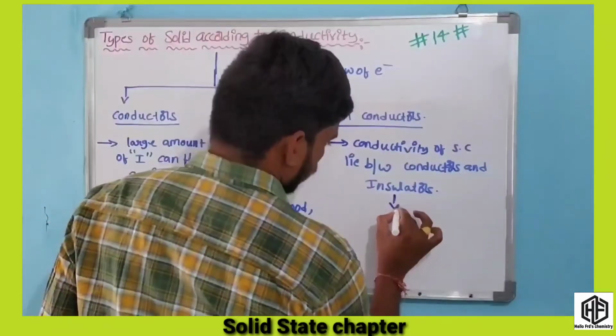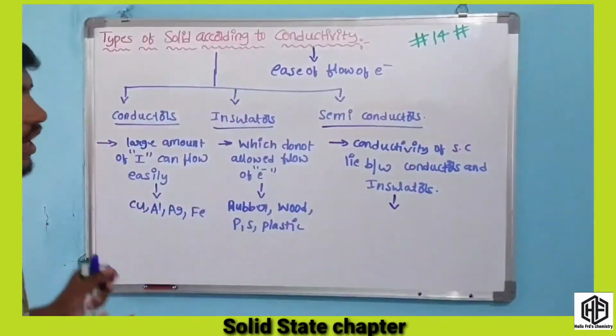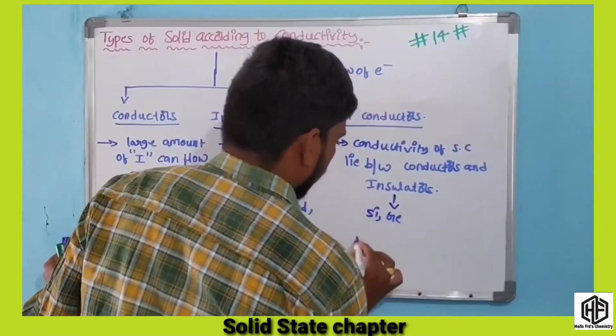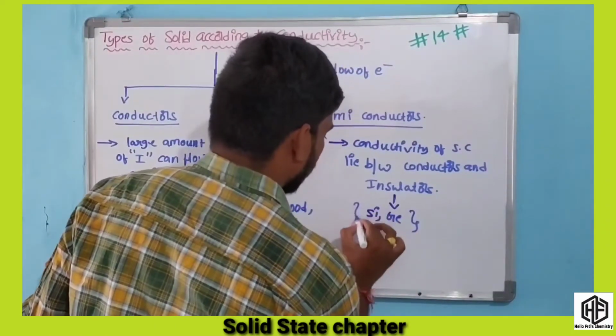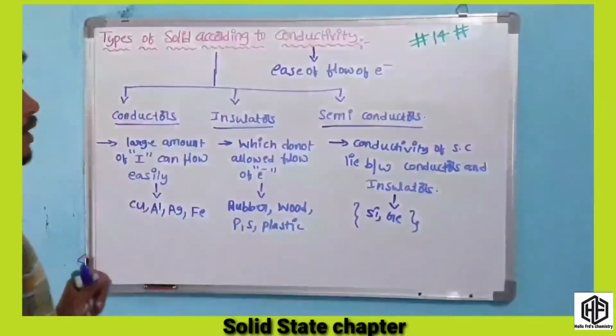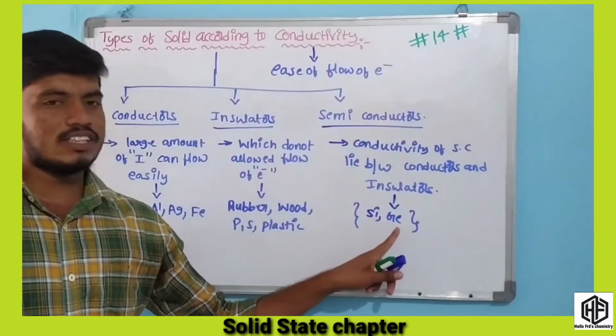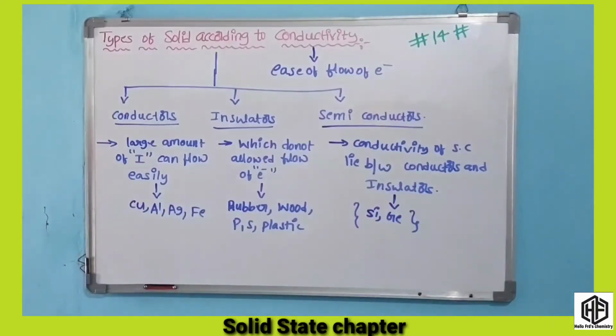What are the examples of semiconductors? Semiconductor examples are silicon and germanium. In the periodic table, these two are the 14th group elements, silicon and germanium. These are the examples of semiconductors.